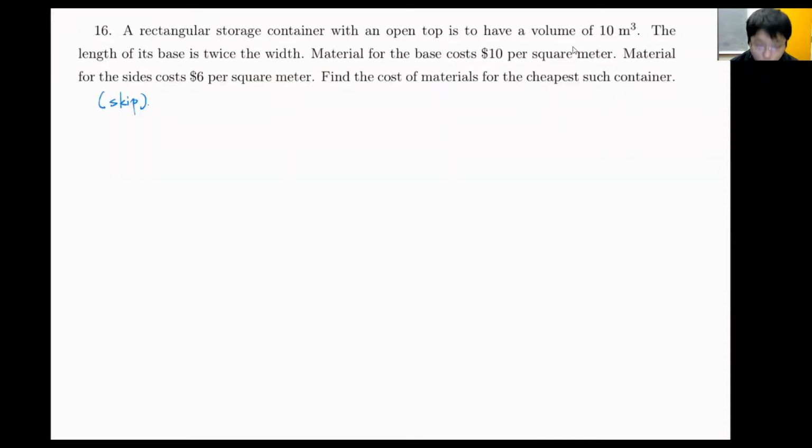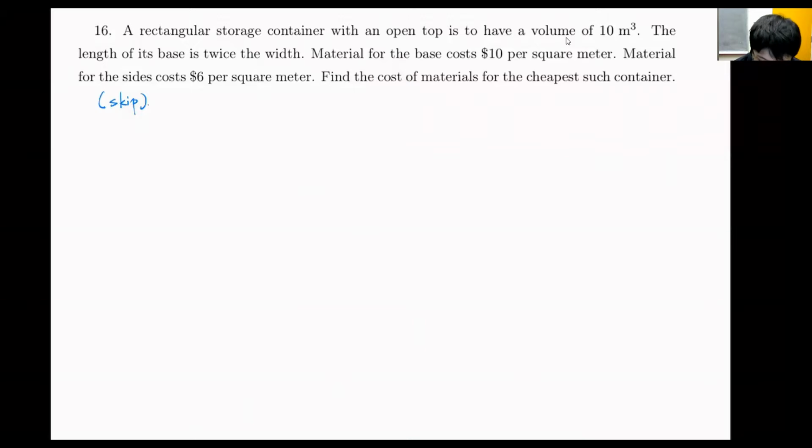Okay, so let's go over number 16, which I decided to skip because the number is pretty ugly. So let's see what we have. We need a rectangular storage container with an open top, and its volume is fixed. We are also assuming that the length of its base is twice the width. The material for the base costs $10 per square meter, and the material for the sides costs $6 per square meter. So we want to find the cost of the material for the cheapest such container.